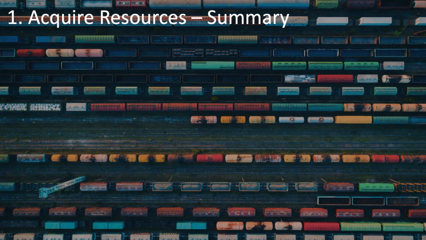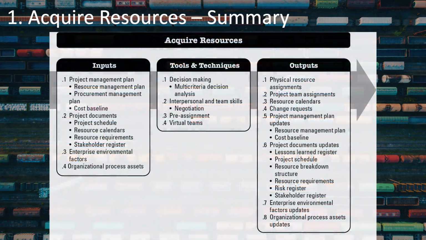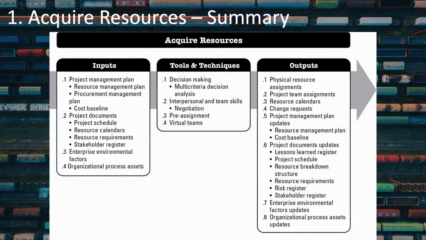How much do you remember of the inputs, outputs, tools, and techniques of the acquire resources process? The main outputs are assignments for physical resources and project team members, including resource calendars with details of when these resources are available. And some secondary outputs include change requests that may be needed to update documents such as your cost baseline and your project schedule, and other project documents such as your resource breakdown structure and resource requirements that will be updated. Also, risk register, stakeholder register, and other secondary outputs.